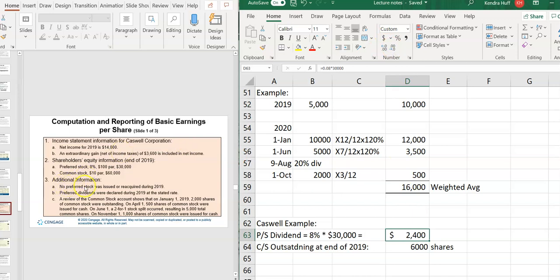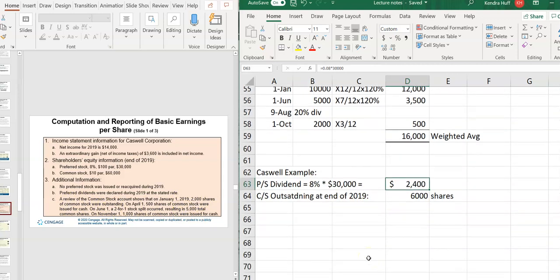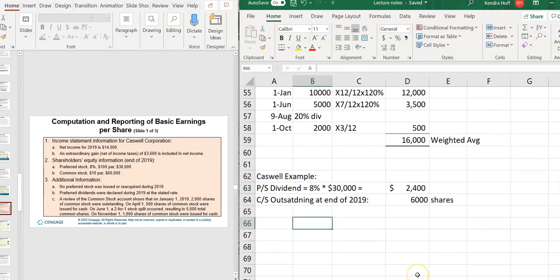All right, additional information. This is the end of 2019. Okay, so no preferred stock was issued or acquired during 2019. Preferred dividends were declared during 2019. A review of the common stock account shows that on January 1st of 2019, 2,000 shares of common stock were outstanding. And now we have 6,000 shares. Okay, so something happened. So we've got to figure out our weighted average.